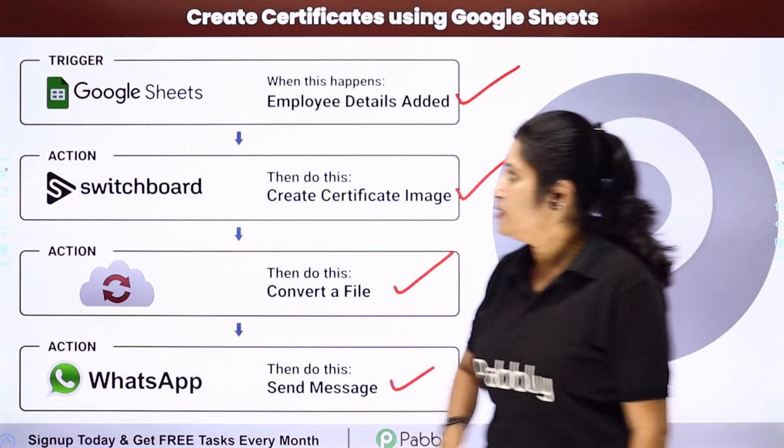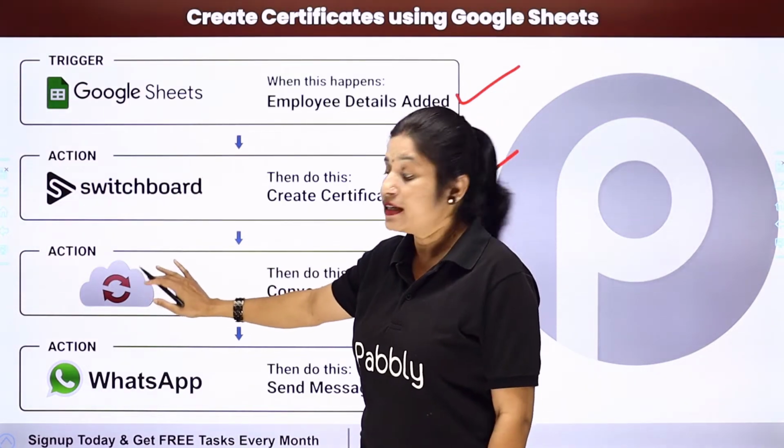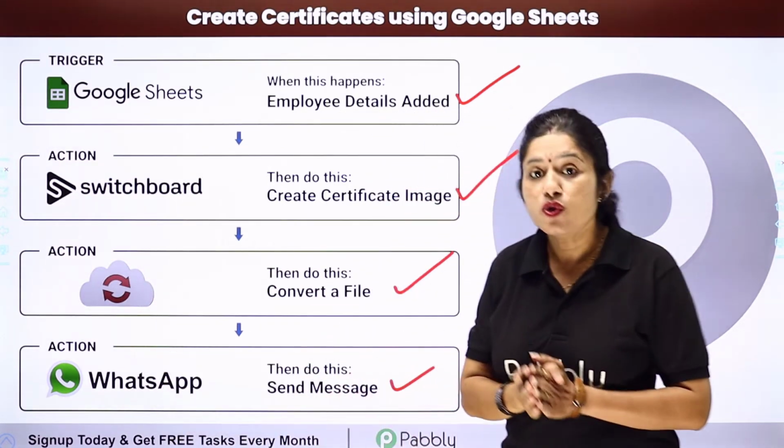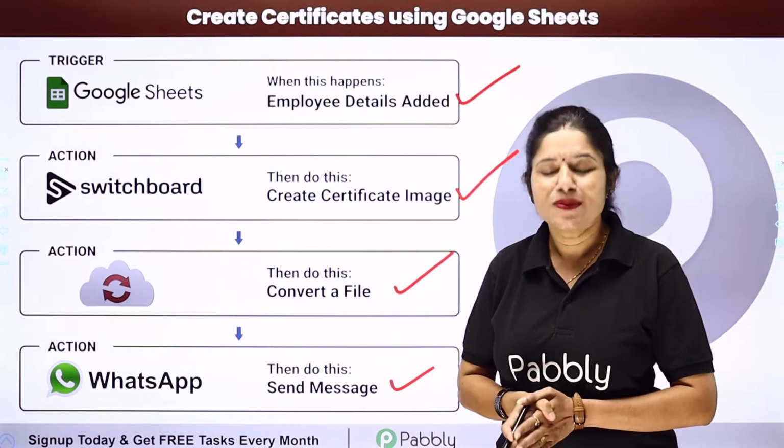For that, you need to integrate your Google Sheets with Switchboard Canvas account, then with Cloud Convert, and then with WhatsApp also. So how can you integrate all these software applications using Pabbly Connect? For that, you need to come to my screen.